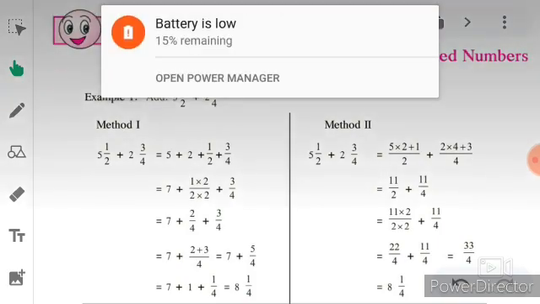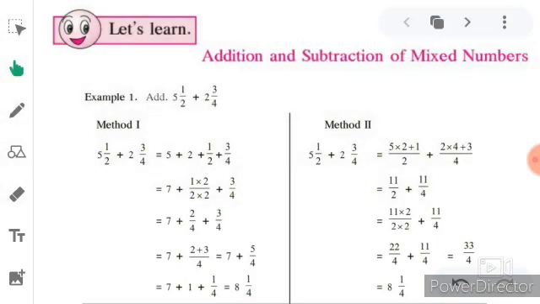Dear students, in the previous video we have learned how we can convert an improper fraction into a mixed number and a mixed number into an improper fraction. So now, in this video we are going to learn about the addition and subtraction of mixed numbers. First of all we are going to concern ourselves with the addition and then afterwards we are going to subtract. Now students, there are two methods to add mixed numbers.